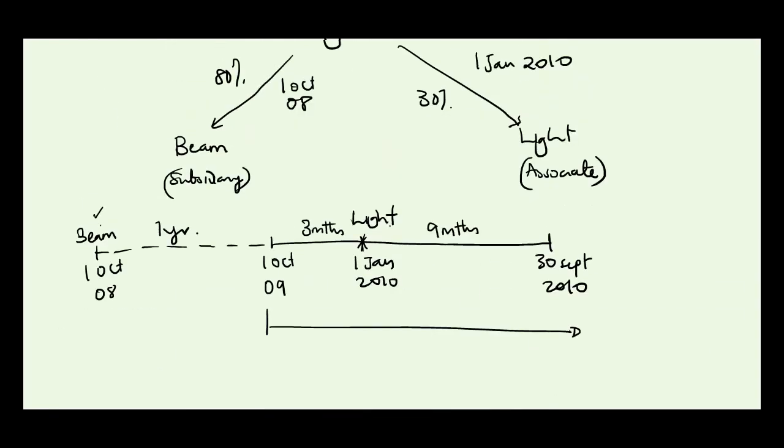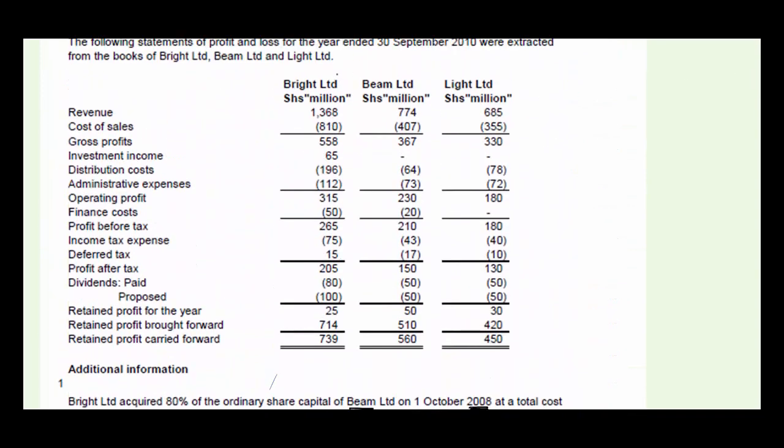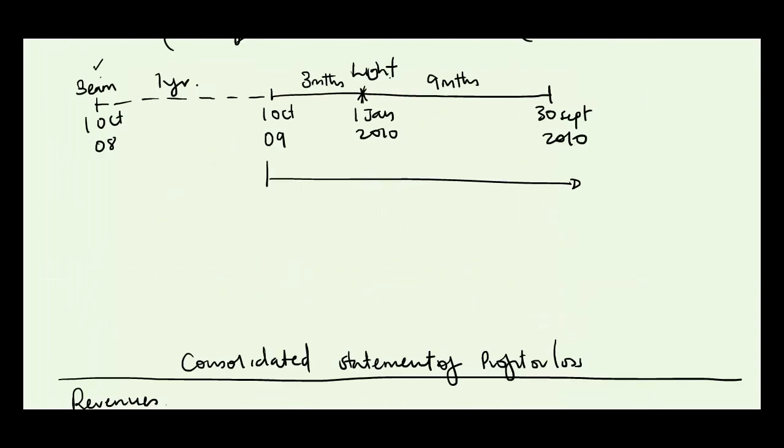So remember what we said about consolidation. We only consolidate the parent and the subsidiary. We never consolidate the associate. So what we'll be doing is just doing addition. So we have revenue, just take this plus this. Cost of sales, just take this plus this, and the like. Okay. So we're just going to list them down.